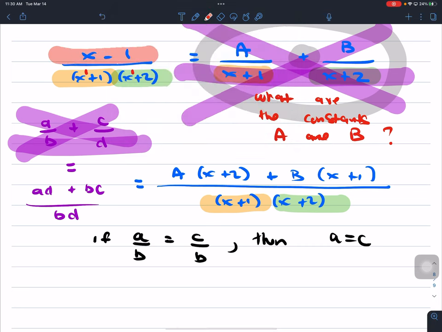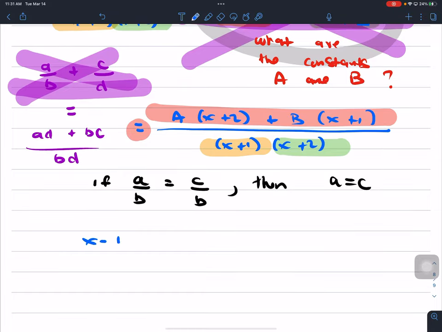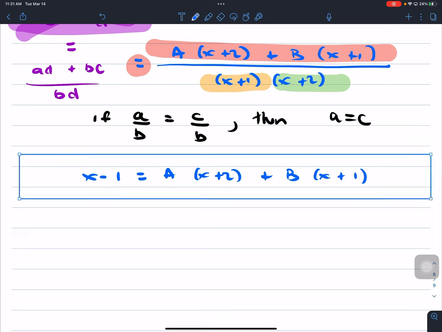Your denominator is the same. The fractions are equal. That means your numerators are the same. So that means x minus 1 equals A times (x plus 2) plus B times (x plus 1). And ladies and gentlemen, this really is what you're looking for. You're looking for this equation because you're trying to find the value of A and B. Does that make some sense? Okay, you guys okay with that?